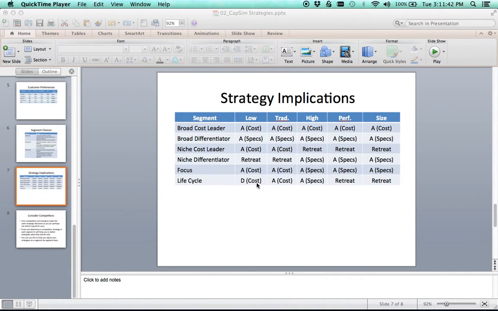Life cycle, you really only want to be in the low, traditional and high end ranges so that things sort of drift from high to traditional to low. So you're retreating from performance and size. In the low end, you're not really attacking, or at least it won't appear like that. You're really just defending what you have. However, over time, the traditional products that you have potentially drift into the low end. It may look like you're attacking because you'll start to have more products in the low end.